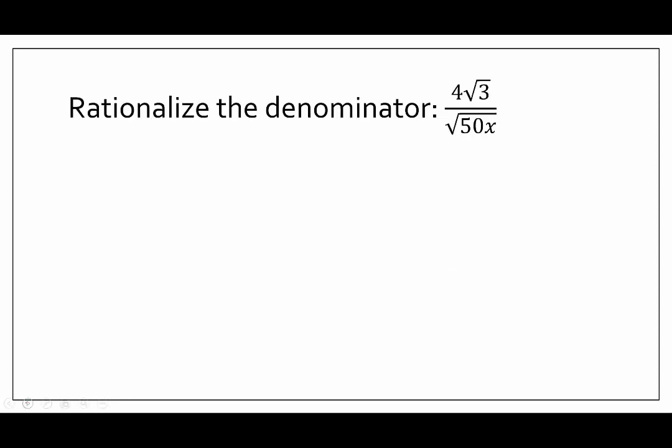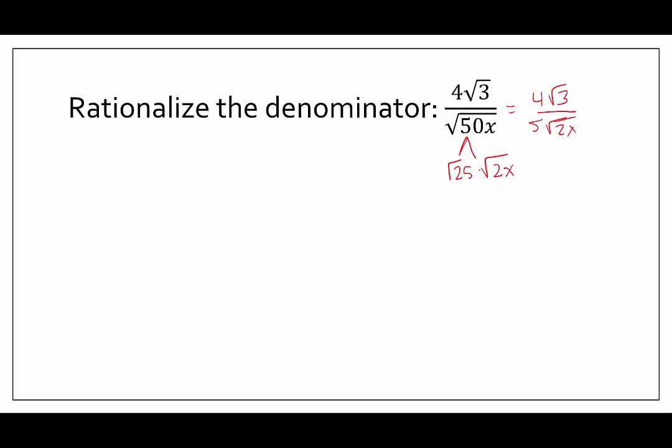First, we have 4 root 3 divided by the square root of 50x. And what I noticed is that 50 is kind of a big number, and it has a perfect square factor in it. The more work I do up front, the less work I'm going to have to do later. So I'm going to go ahead and simplify the square root of 50. The square root of 50 is the square root of 25 times the square root of 2, and I'm just going to attach the x there. And then the square root of 25 is 5. So this becomes 4 root 3 over 5 root 2x.